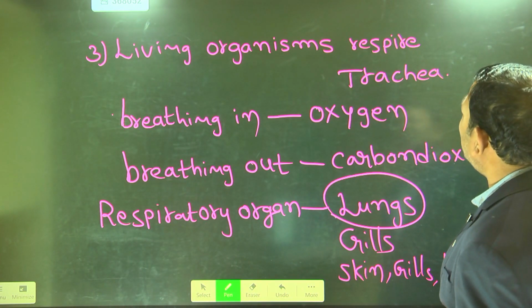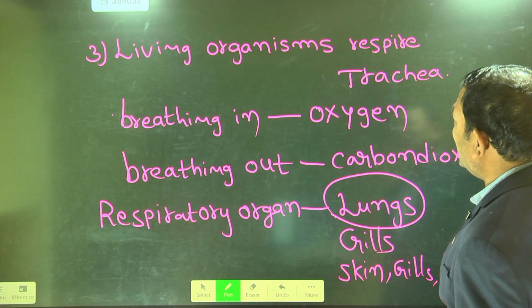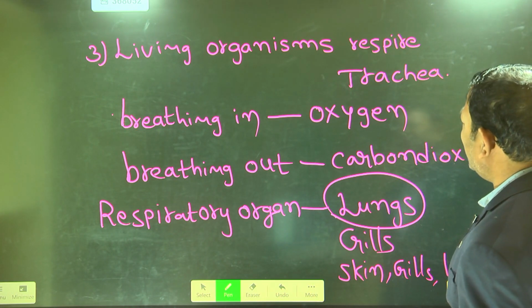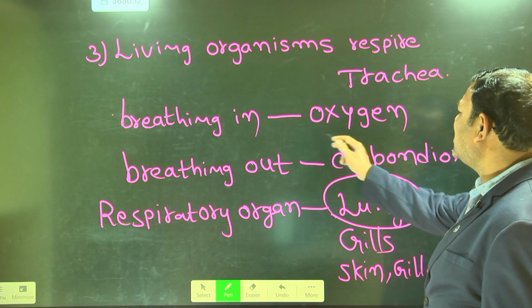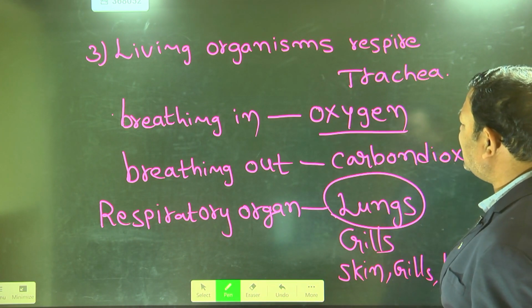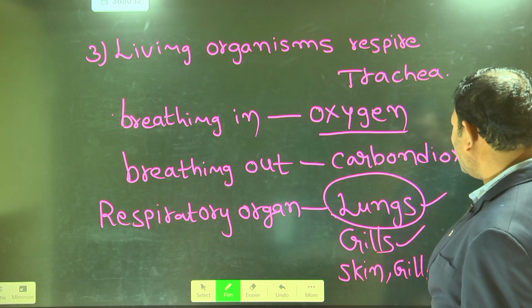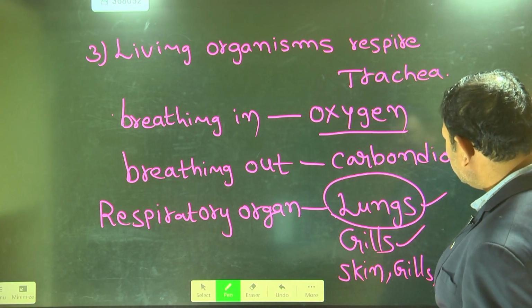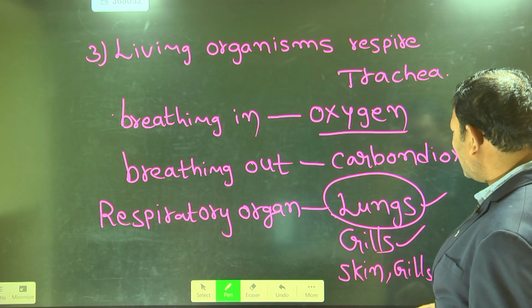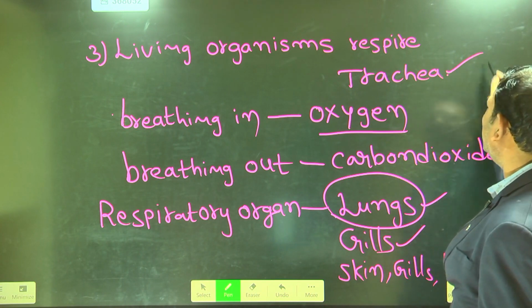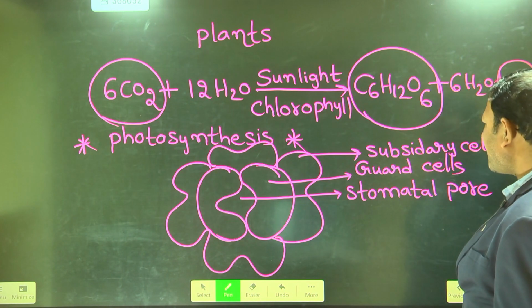Living organisms respire. Breathing in and breathing out is called respiration. We breathe in oxygen and breathe out carbon dioxide. The respiratory organ is the lungs. In fishes, the respiratory organ is the gills. In frogs, the respiratory organs are the skin, gills and lungs, and in insects, the respiratory organ is the trachea.